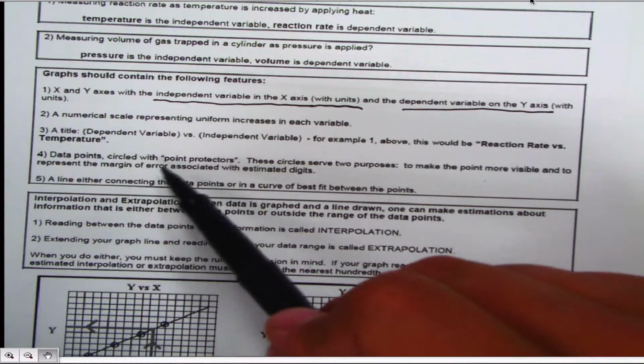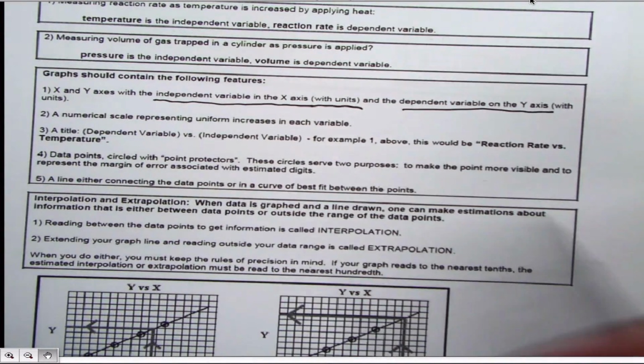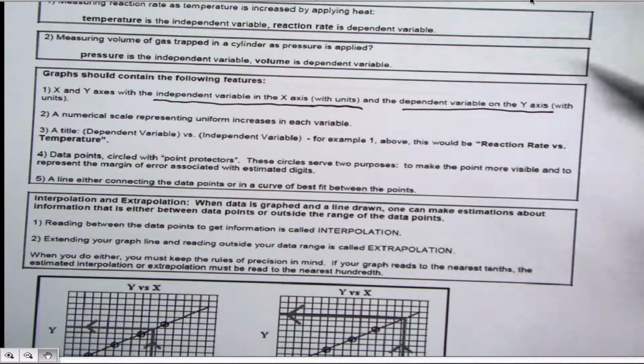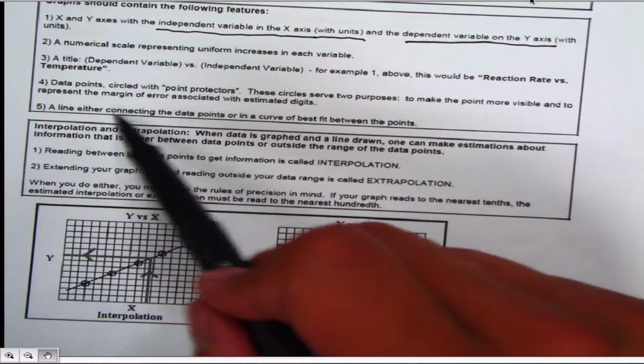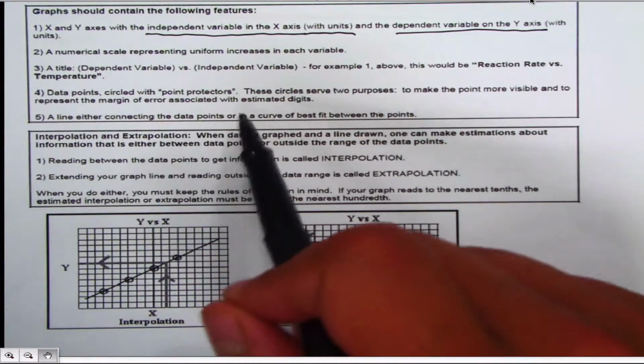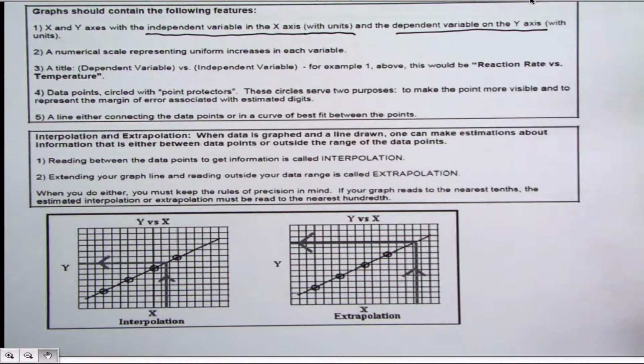Data points, circle with protectors. In other words, the data points that you actually took, dot them and circle them. All right, that's good so you know where they're going to go. And then you got to give me a line of best fit. Okay, so a line either connecting those dots or a line that curves between the points. Your call how you want to do it.